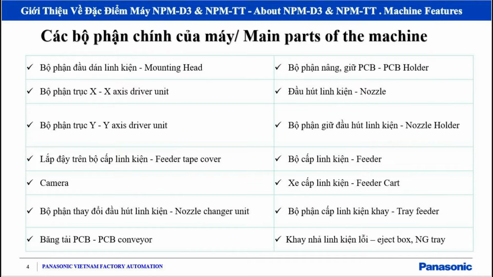Main parts of the machine. 1. Component mounting head. 2. X-axis driver units. 3. Y-axis driver unit. 4. Feeder tape covers. 5. Cameras. 6. PCB conveyors. 7. PCB holder, lifter and PCB holder. 8. Nozzles and nozzle holder. 10. Feeder. 11. Feeder part. 12. Tray feeder. 13. Defective component rejection trays, reject box and A tray.